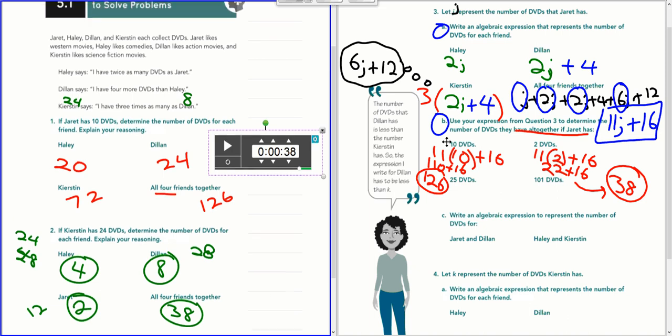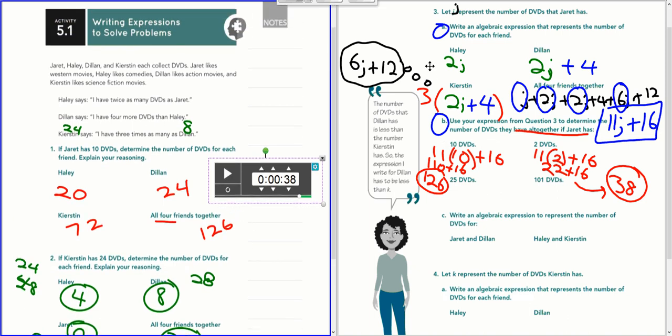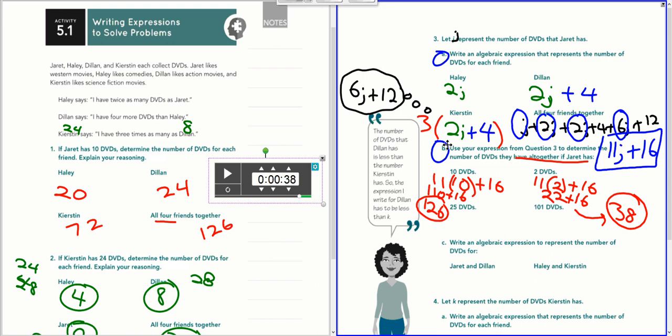Now on the next page, though, we take the same scenario and put an unknown value, or variable, in it. So we put a J here to represent the number of DVDs that Jarrett has. If Haley has twice as many, we're going to say 2 times J, or 2J. And if Dylan has 4 more than Haley, we take what Haley has, this 2J, and get 2J plus 4. Again, we don't know how many Jarrett has, so we can't know for sure how many Dylan has, but we can have this expression.